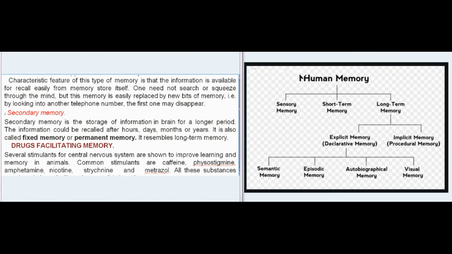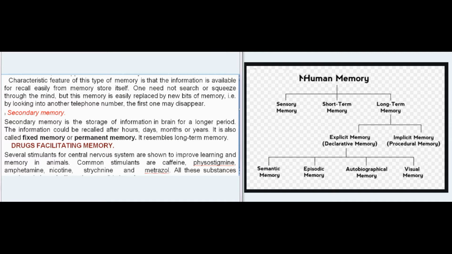Characteristic feature of this type of memory is that the information is available for recall easily from memory store itself. One need not search or squeeze through the mind, but this memory is easily replaced by new bits of memory, i.e. by looking into another telephone number, the first one may disappear.